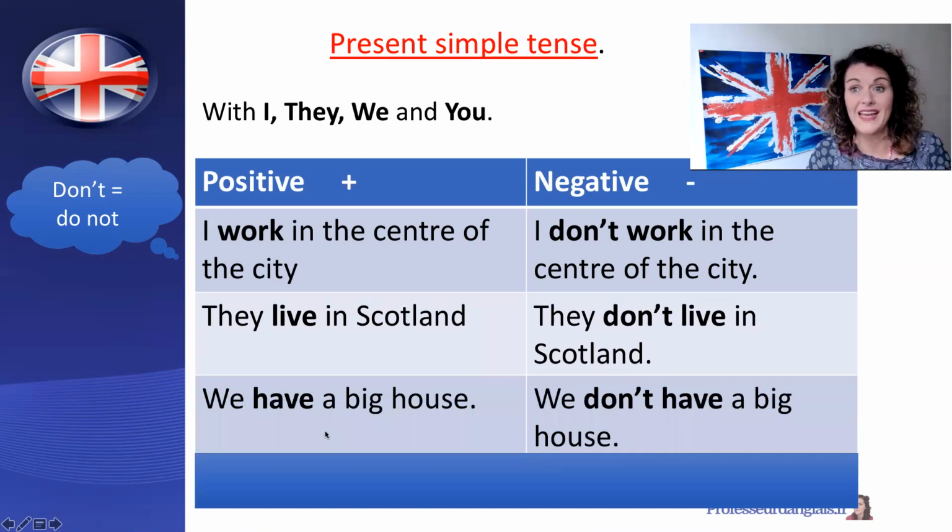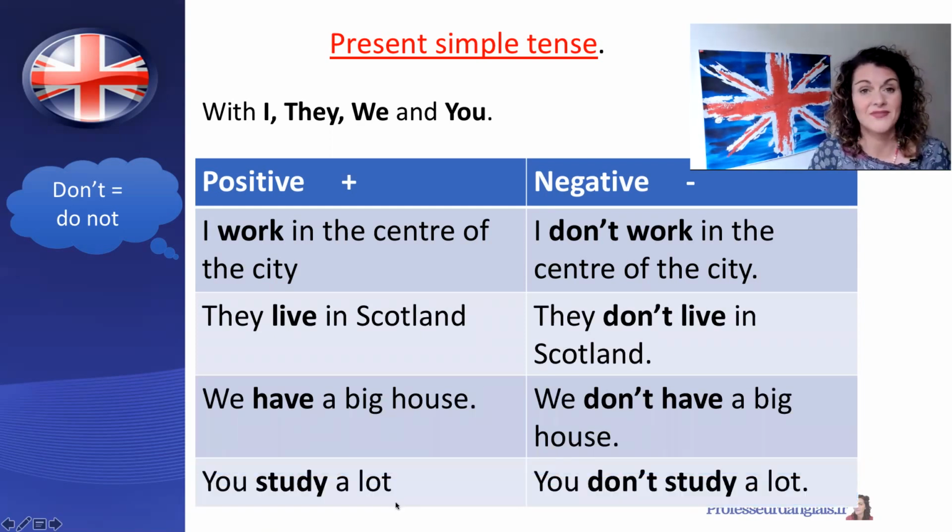Positive, we have a big house. Negative, we don't have a big house. And the last one, you study a lot. Positive. Negative, you don't study a lot. Well done. With the negative, we use the words do not. Contracted becomes don't. So we use that before the verb. Don't work, don't live, don't have, don't study.